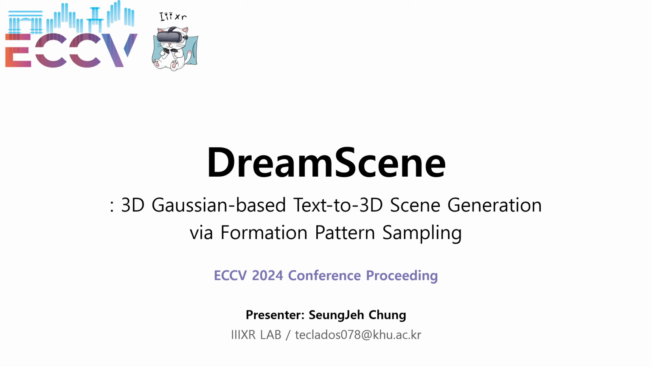Today I'll be introducing the DreamScene paper, which was published at ECCV 2024. This paper presents a text-to-3D scene generation method based on 3D Gaussian splatting. The primary focus is on scene level generation using a technique called formation pattern sampling.